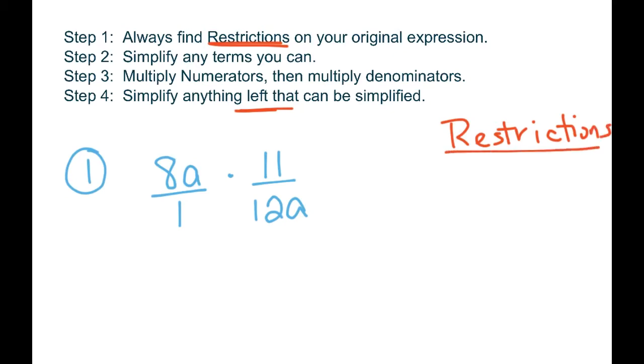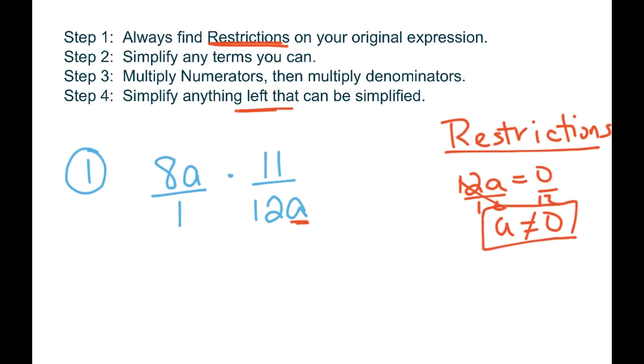Alright, so I have an a variable in the denominator right here. I don't have any variables in the denominator on this side. So what could we multiply 12 by to make it equal 0? Well, divide both sides by 12. A would equal 0. So a can't equal 0. That is my restriction. Okay? So there's my restriction. So let's go back to the problem.